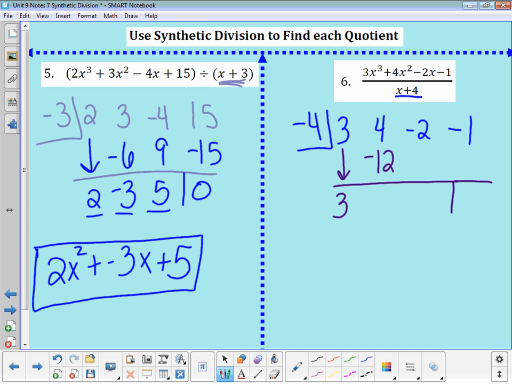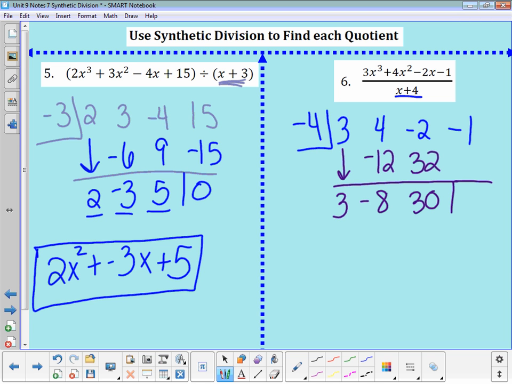So now I'm going to take 4 plus a negative 12, and I get a negative 8. Well, now I'm going to take negative 8, multiply it by a negative 4, and that's going to give me a positive 32. When you multiply a negative times a negative, you get a positive number. The next thing we're going to do is add negative 2 plus 32. When you add those together, you get 30.